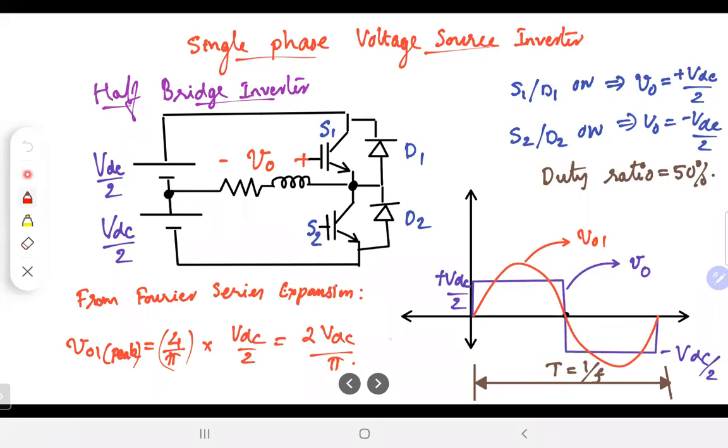Now the only way to control the output fundamental, if you want to change it, will be to change the VDC. All the others are constant, and you need to have a rectifier or a DC to DC converter at the front end if you want to change the output voltage for a given VDC. Okay, so you have to change the VDC itself to get the output voltage VO.